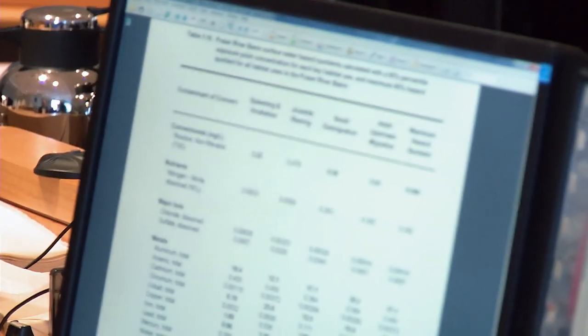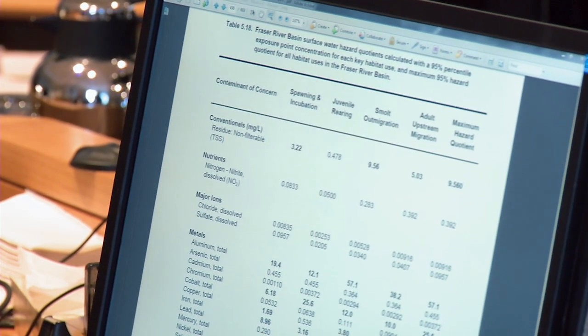So if we go back to 5.18 for a moment, what this shows is that even when we implement these less conservative assumptions about both exposure and effects, we still see a number of contaminants that come through as posing potential risks, in this case specifically to sockeye salmon or salmonid fishes. And they include suspended sediments. It includes then also 5 separate metals and phenols in water.